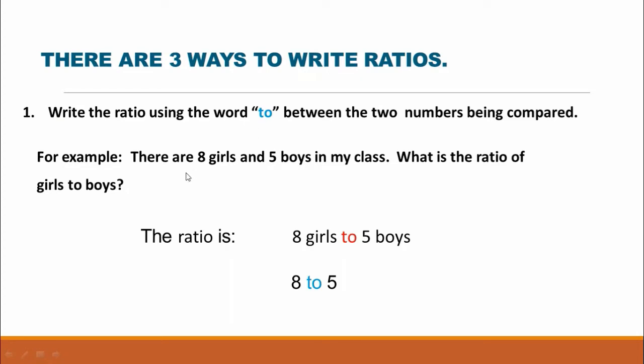For example, there are 8 girls and 5 boys in my class. What is the ratio of girls to boys? Then the ratio is 8 girls to 5 boys, and we can write 8 to 5. So this is the first of the three ways which represent the ratio between two quantities: write the word "to" between the two numbers being compared.